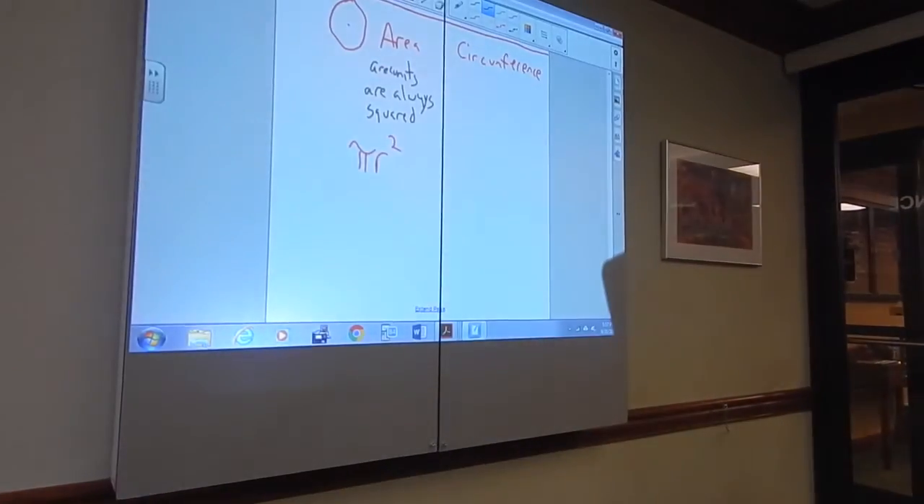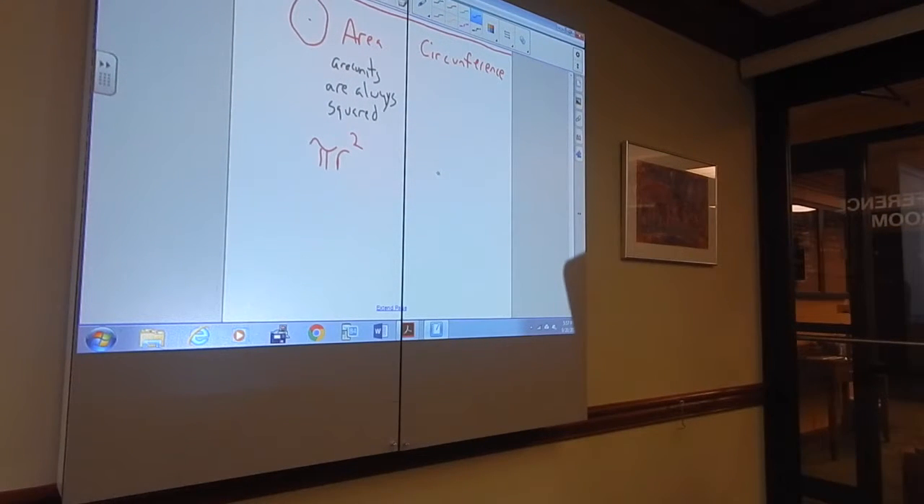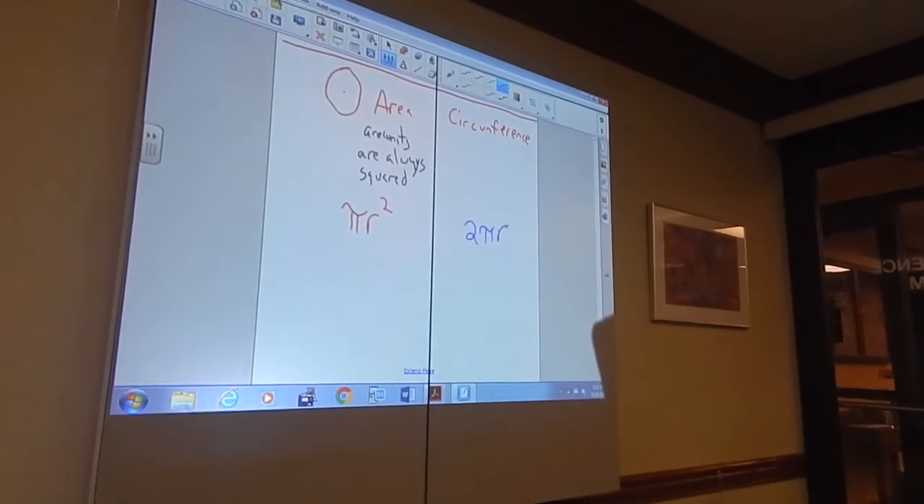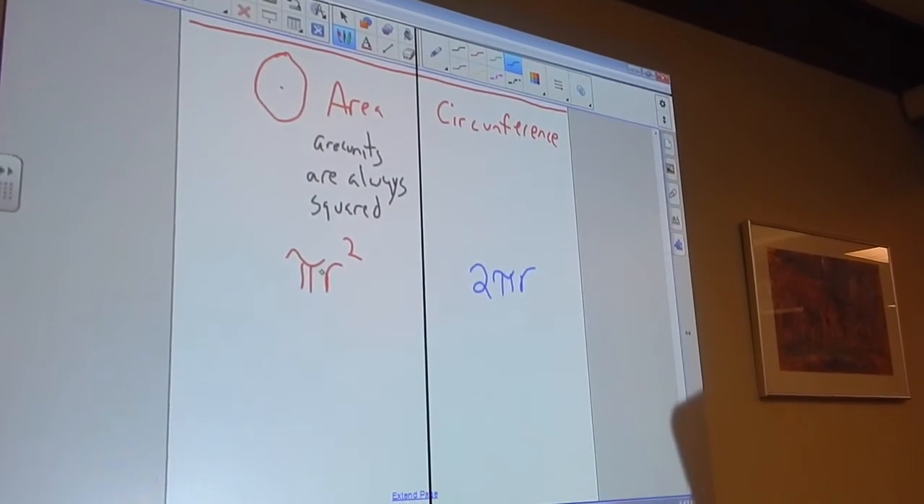We've got area and circumference. I'm going to erase this right quick and get down to my little area spot. Now, area for a circle. The formula for that is pi r squared. Not to be confused with circumference, which is 2 pi r. You can never confuse these because you know that area is always going to be the one that's squared.